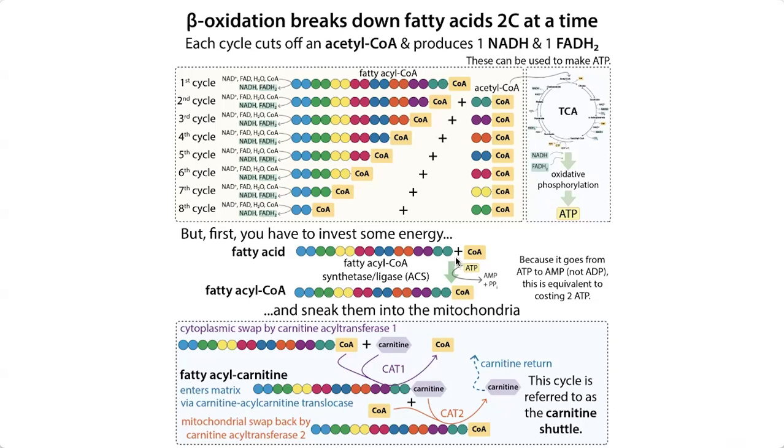That means that you're going to basically be able to make these reactions happen more favorably, but you have to invest energy in order to do so. You have to invest the equivalent of 2 ATPs because you use an ATP, but you go to AMP. This gives you your fatty acyl-CoA, which then you sneak into the mitochondria.